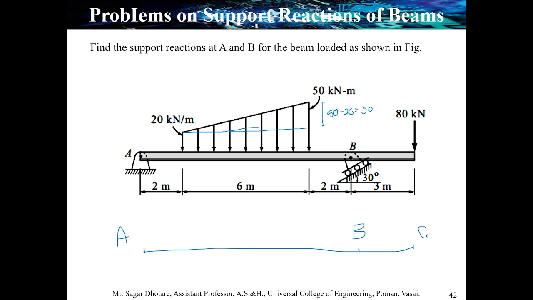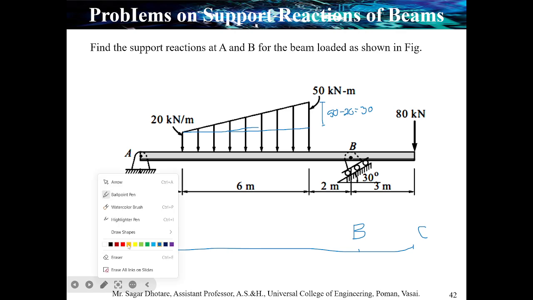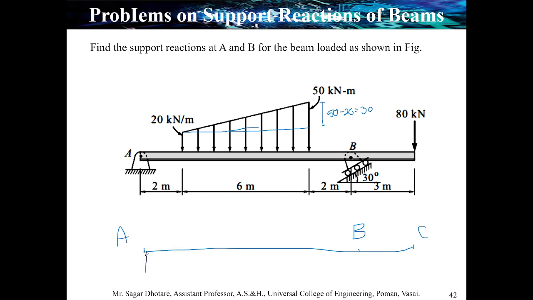At point A, it is a hinge support. So I'm changing the color. At point A, as it is a hinge, we have two different components, that is a horizontal component at point A and a vertical component at point A. I hope that much you have done already.